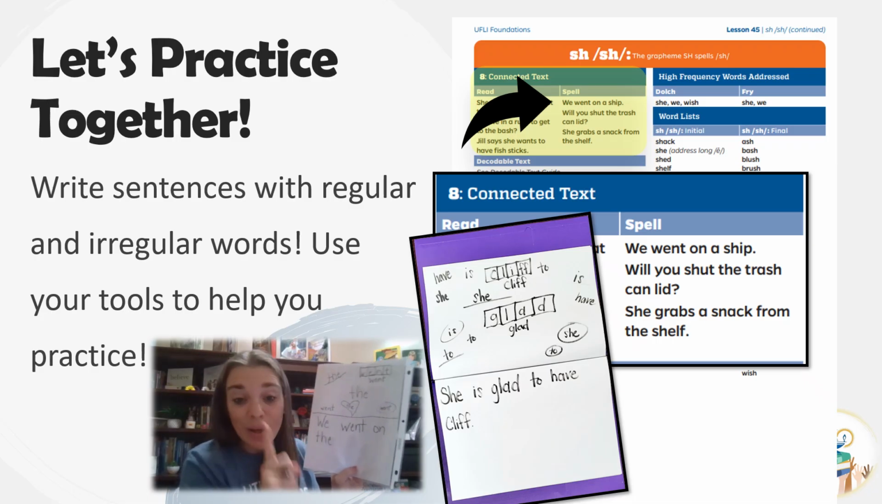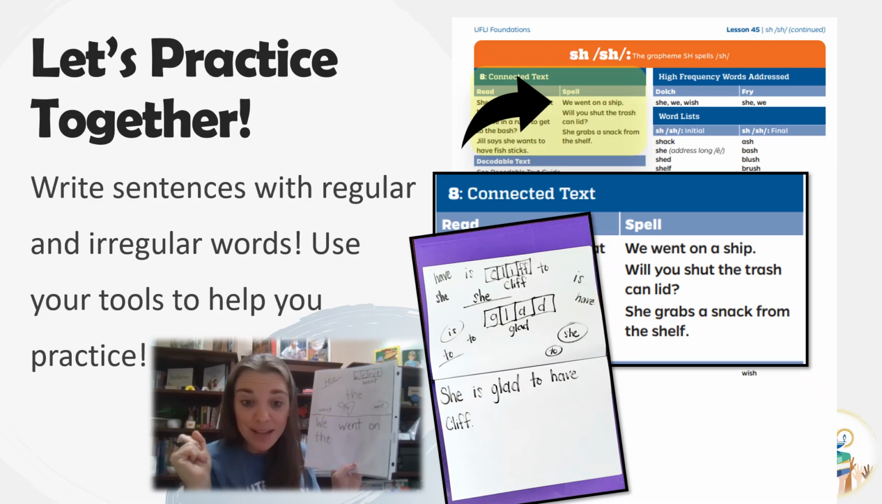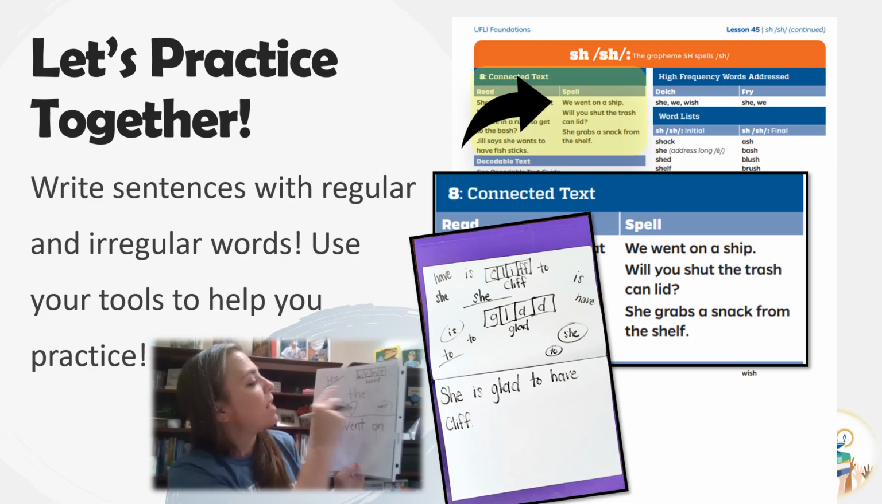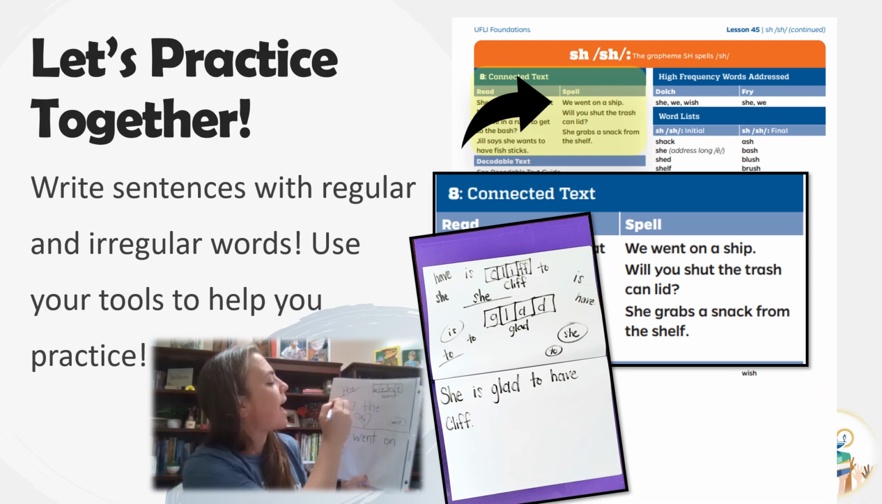Now ship is a decodable word. We're going to go ahead and say the sounds. Ready? Sh, ip, ship. How many sounds? 3. How many boxes? 3. Let's put it right here. Ready? Sh, ip, ship. And now we're going to add our sounds to the boxes. So sh is S-H, i is I, p is P, ship. I'm going to write it underneath like a word, ship.